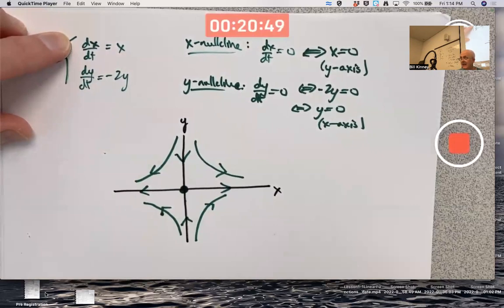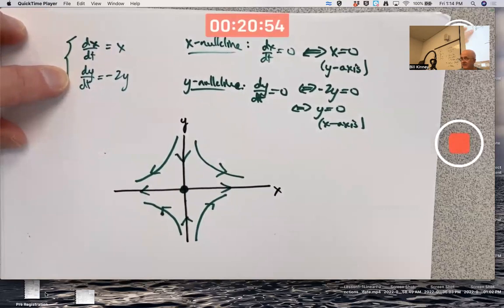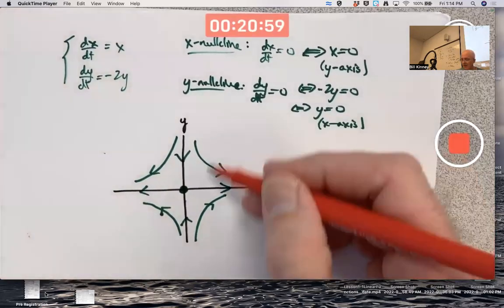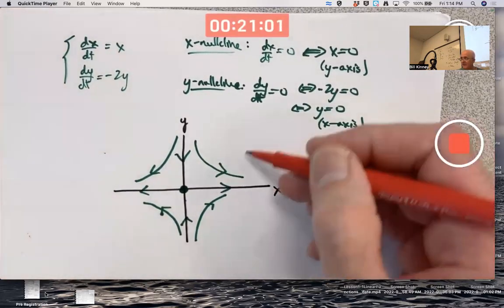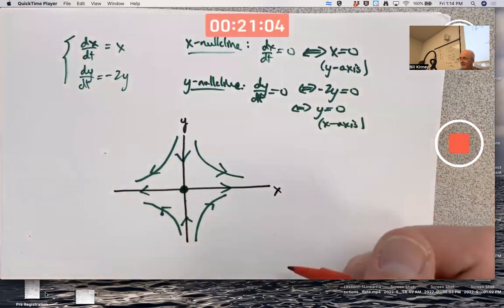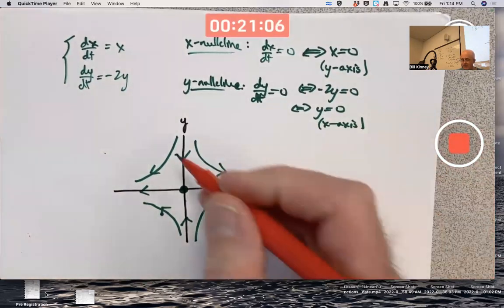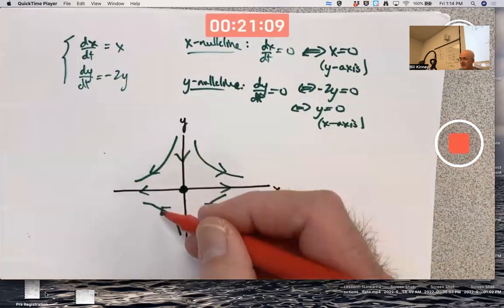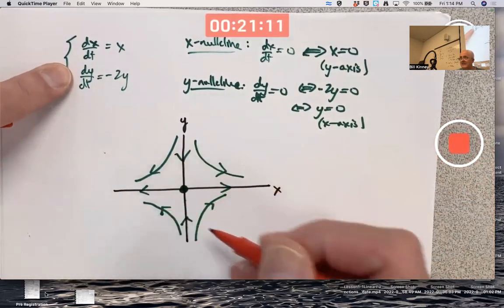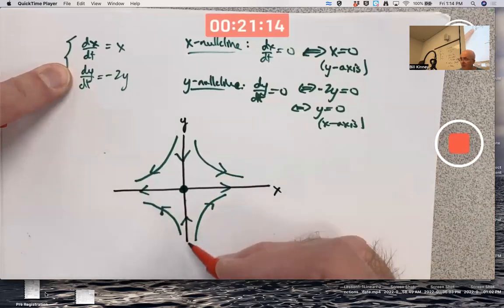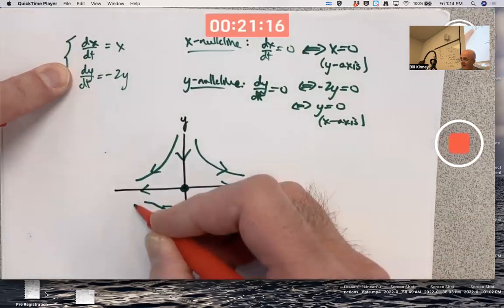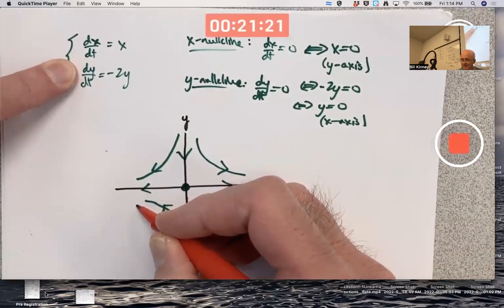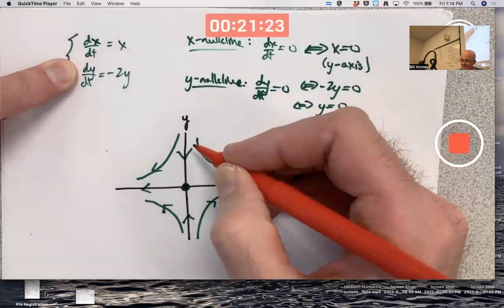dx/dt is positive exactly when x is positive. And dy/dt is positive exactly when y is negative. Solutions are going to move to the right over here when x is positive, first and fourth quadrants. Yeah, they're moving to the right as t increases. And they move to the left over here where x is negative. Again, dy/dt is positive when y is negative. Down here, solutions go upwards, this way or this way, where y is negative. And dy/dt is negative when y is positive. Solutions are going down.